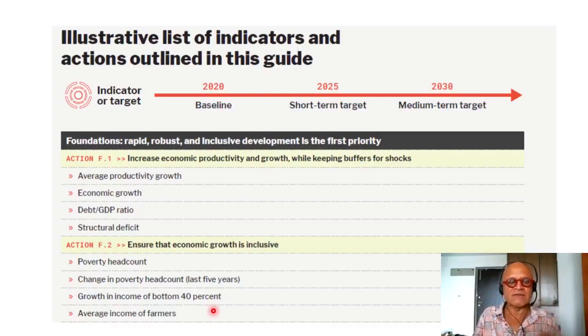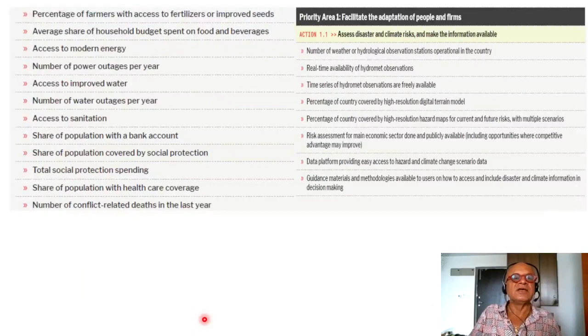at their local level. Average income of farmers, this is always critical, because in a country like India, for example, it's always said that agriculture only adds about 20 to 25% to the GDP, but it is responsible for 60% of the employment. So it's not just the GDP. So income of the farmers is in some sense indicator of the overall health of the agricultural sector and employment in that sector. Going forward, percentage of farmers with access to fertilizers or improved seeds, which relates to farmers' income as well, and government actions.